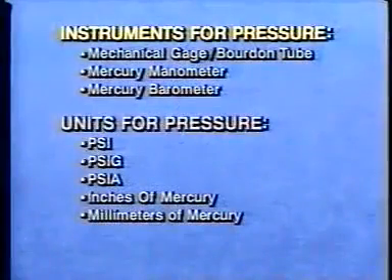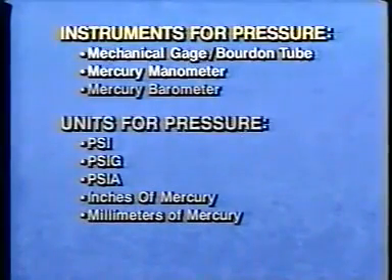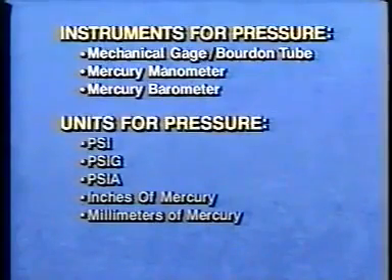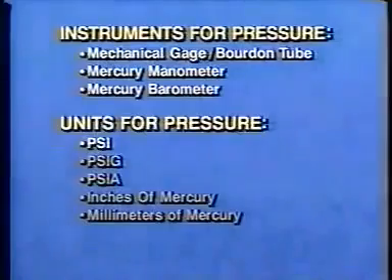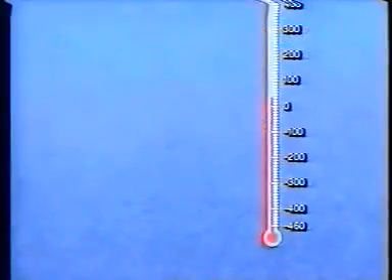So far, we've looked at instruments to measure pressure: the Bourdon tube in the mechanical gauge, the mercury manometer, and the mercury barometer. And the units to measure pressure: PSI, PSIG, PSIA, inches of mercury, and millimeters of mercury. Now let's take a look at the temperature measurements.